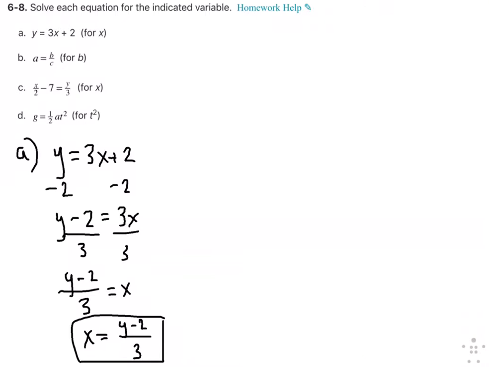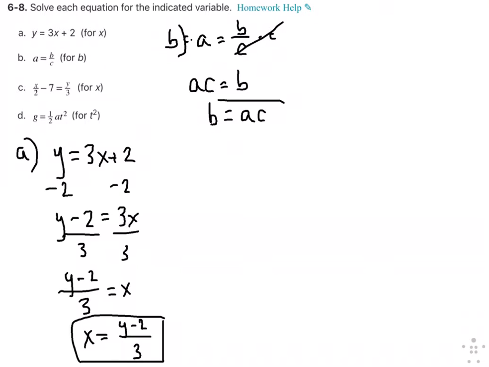Okay, for b, they want us to solve for b. So I have a equals b over c. I can multiply both sides by c, and I get ac equals b, because these cancel. And I rewrite it as b equals ac. Okay, alphabetical order.